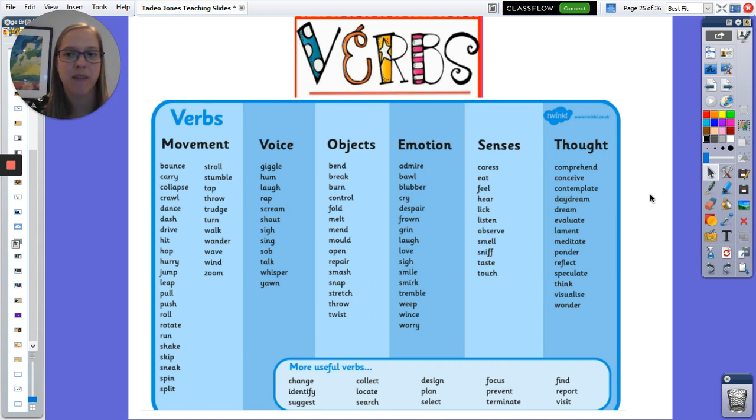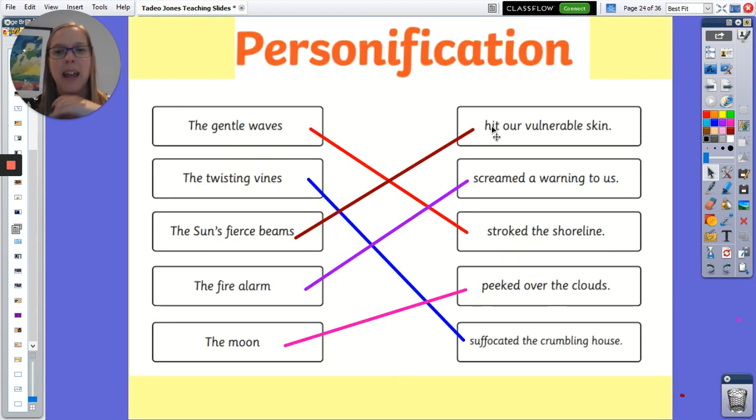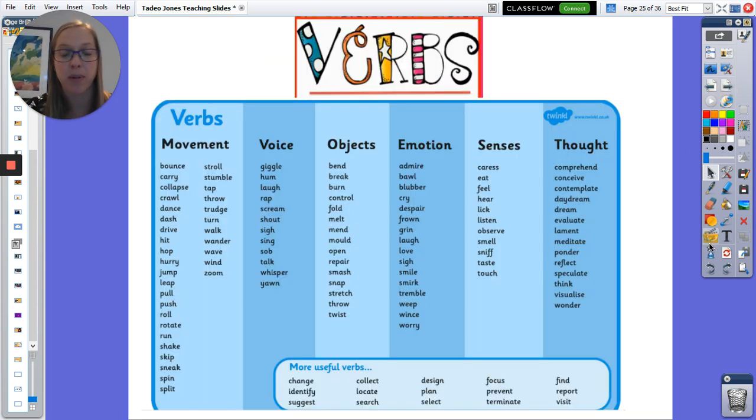Okay, so we need to be good at verbs here. We talked about verbs before, didn't we? Here: hit, screamed, stroked, peaked, suffocated. Having the right choice of verb is crucial to writing good personification.